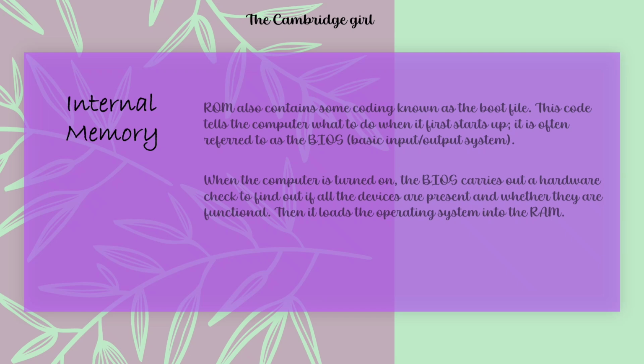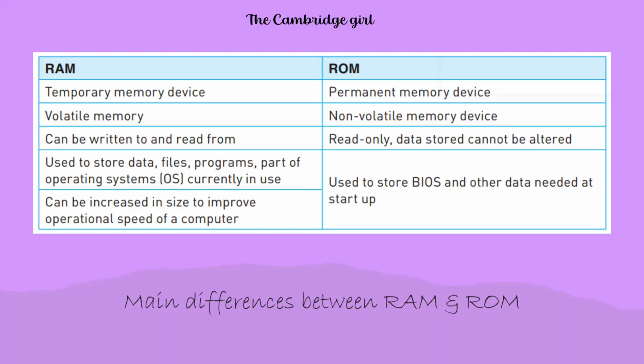The full form of BIOS is Basic Input and Output System. When the computer is turned on, BIOS carries out a hardware check, and then loads the operating system into the RAM. Check out the differences between RAM and ROM and make sure you learn all of them, as it is often asked in the examinations.